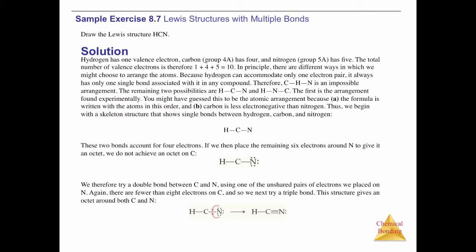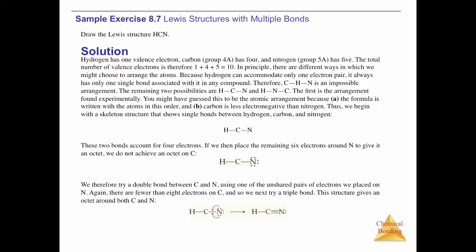Sample exercise 8.7, Lewis structures with multiple bonds. Draw the Lewis structure for HCN. Hydrogen has 1 valence electron, carbon has 4, and nitrogen has 5. The total number of valence electrons is therefore 10.